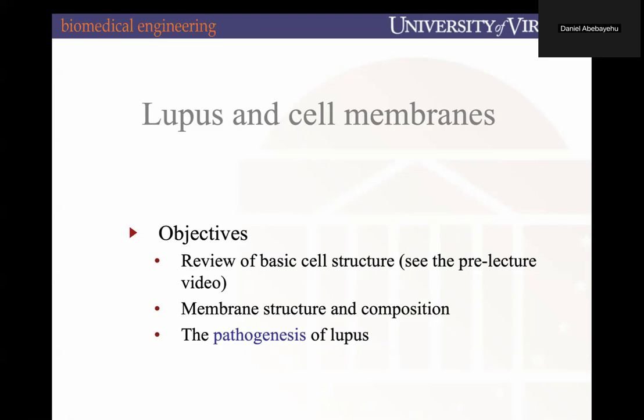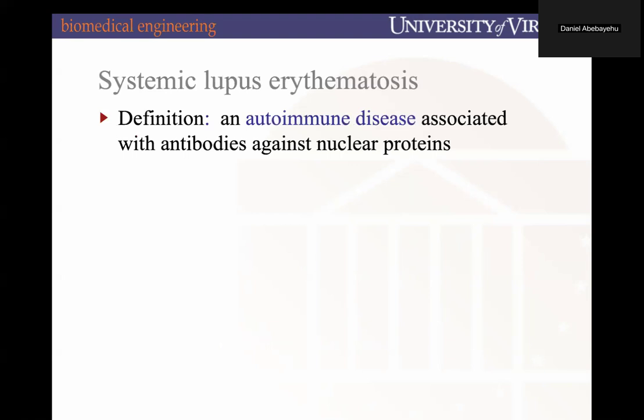Pathogenesis typically refers to how the pathology of a given disease arises, how it begins. So the proper medical term for lupus is systemic lupus erythematosus. You might see it written as SLE, or sometimes commonly referred to as just lupus. It is an autoimmune disease that's associated with antibodies against nuclear proteins.